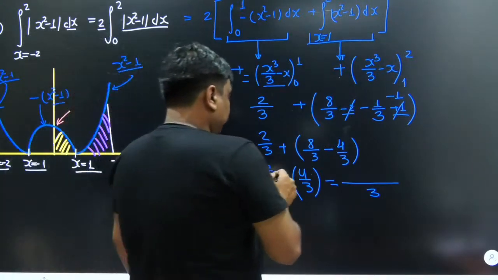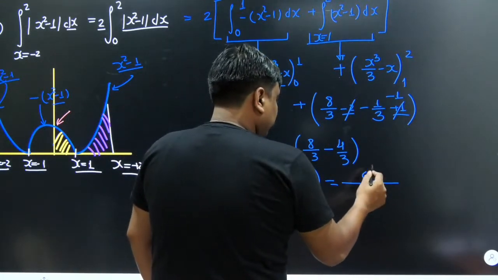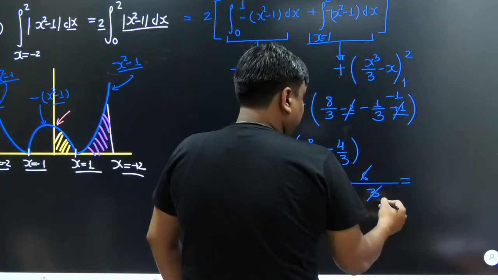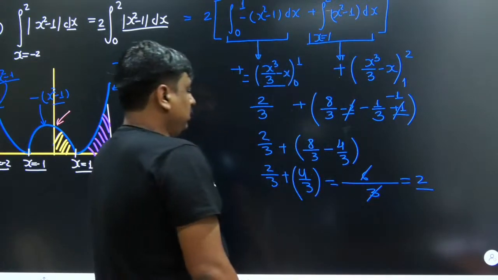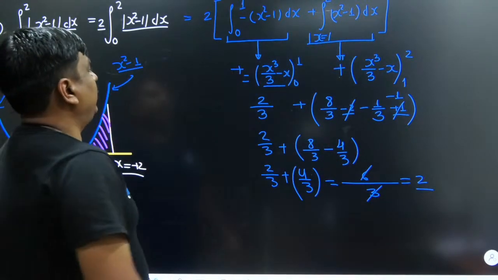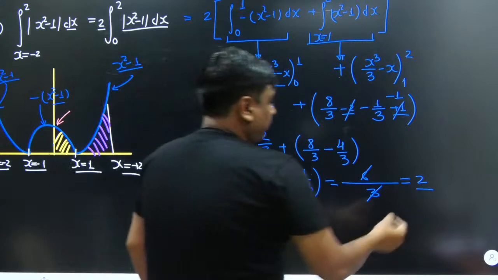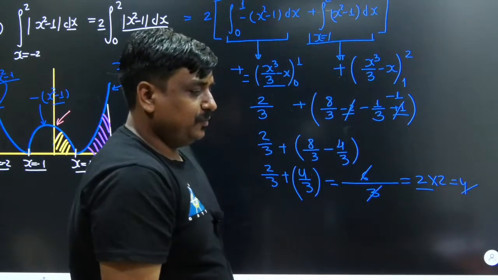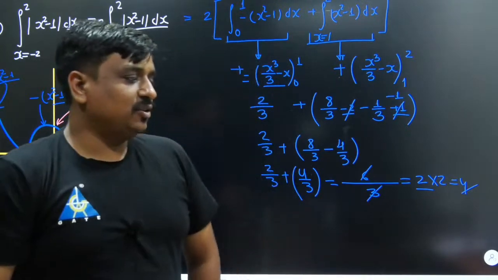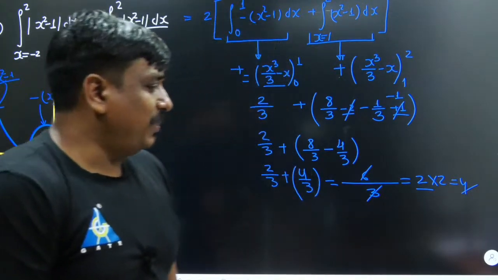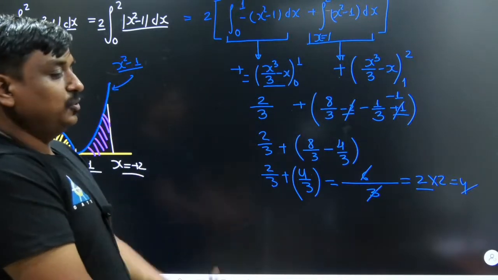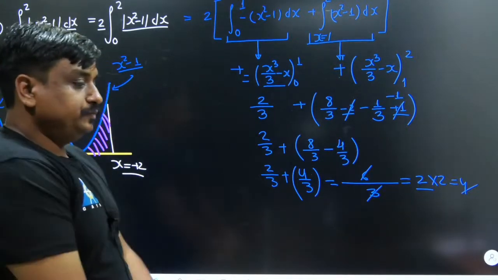So 4 plus 2 would become 6. 6 divided by 3 would become what? How much is it? 6 divided by 3 would become 2, and now end of the day the 2 has to get multiplied. Tell me whether we are getting the same answer or somewhere the mistake has been made. Probably the best answer we are getting, at least for this problem, is precisely 4.